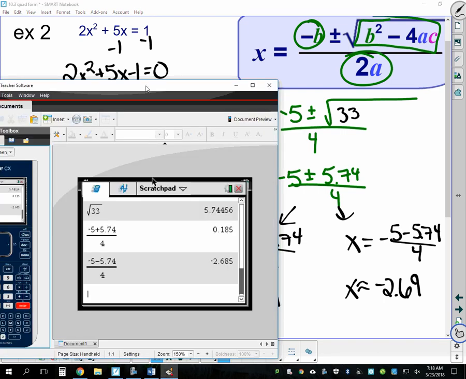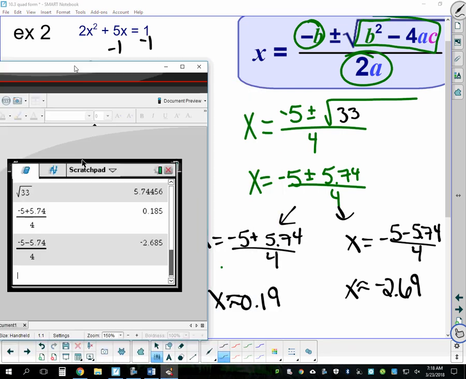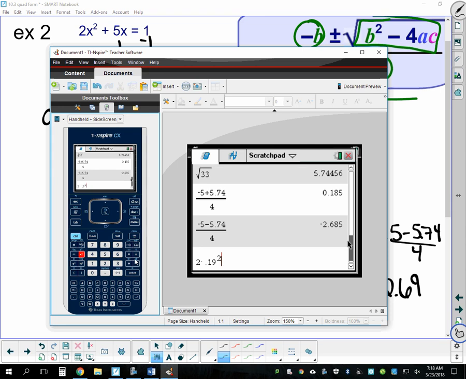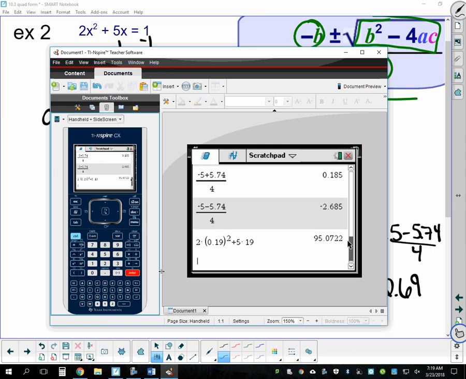So let's try checking one. So I'm going to plug 0.19 in to my equation. So I would have 2 times 0.19 squared plus 5 times 0.19. And I should be exactly 1, but I'm not going to be exact because I've rounded.